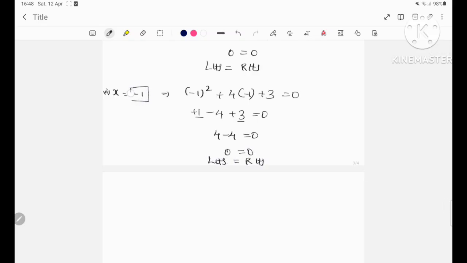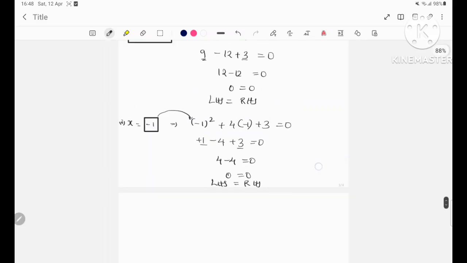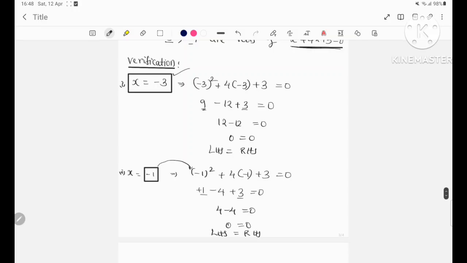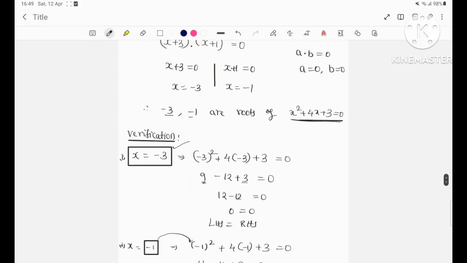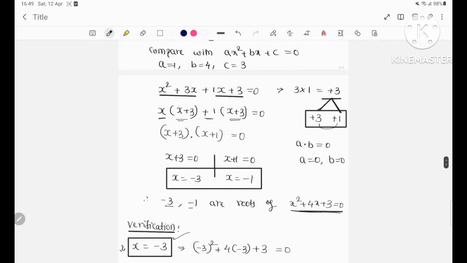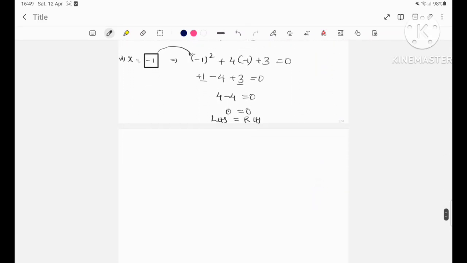So minus 1 is also a root of the given quadratic equation. Like that we can cross verify whether the answers you are getting are correct. For cross checking you can verify this. Clear? So we will see one more example.